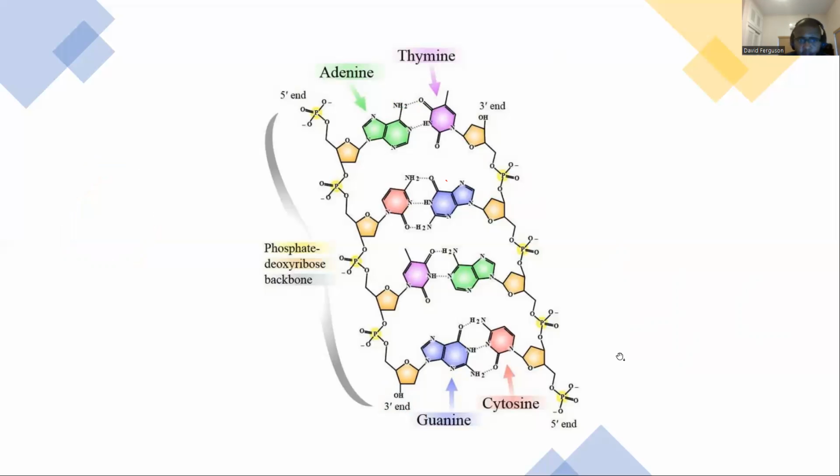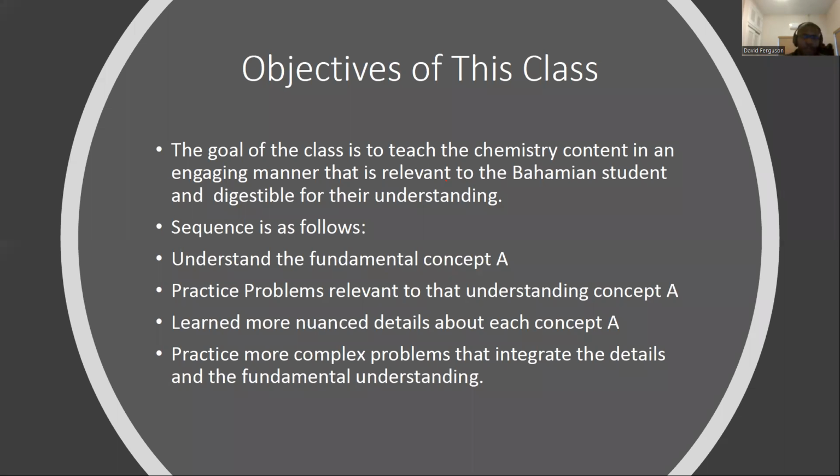So let's talk about the goals and objectives of this class. I'd like to remind everyone of this because it's important for us to keep focus. The goal of the class is to teach the chemistry content in a way that is relevant to the Bahamian student and digestible for their understanding. The sequence is as follows. Understand the fundamental concept A, practice problems relevant to understanding concept A, learn more nuanced details about each concept, and practice more complex problems that integrate the details and the fundamental understanding.